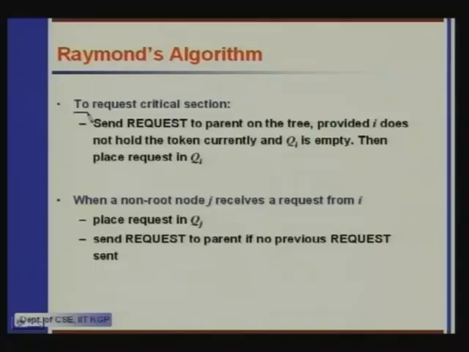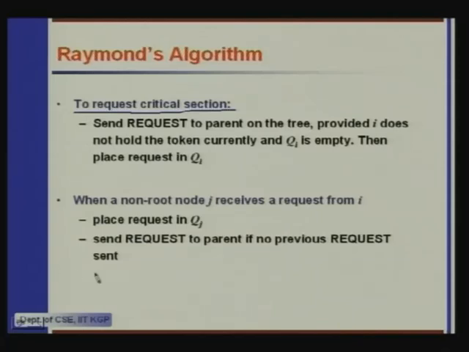To request the critical section, a node will send a request to the parent on the tree, provided that it does not hold the token currently, provided that it is not the holder of the token and Qi is empty. Okay. Then place request in Qi. When a non-root node receives a request from I, it places the request in Qj and sends request to parent if no previous request is sent.